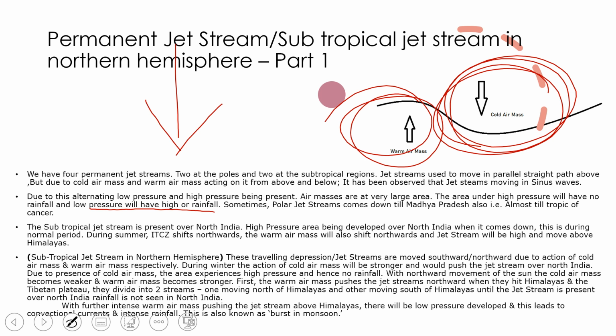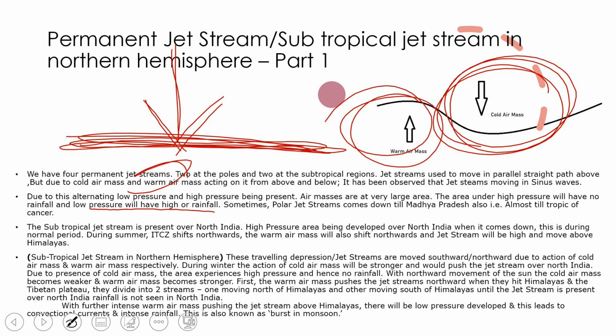Okay, so you can understand this permanent jet stream is also playing a significant role in the onset of monsoon, because again the monsoon has to cool down that warm region. Now we will say that polar wind is still in Madhya Pradesh and now the monsoon is hitting down. The monsoon has to collide with this one and it has to evaporate all these things. It has to heat those regions. Okay, and this heating will happen suddenly. We will see in this slide. So the subtropical jet stream is present over North India, coming from there, and a high pressure area is being developed over North India when it comes down, and this is during the normal period.